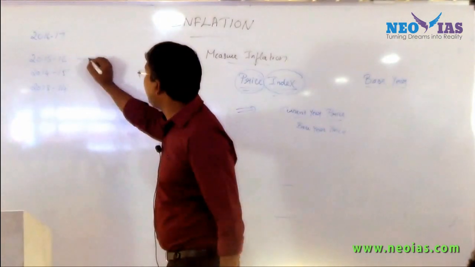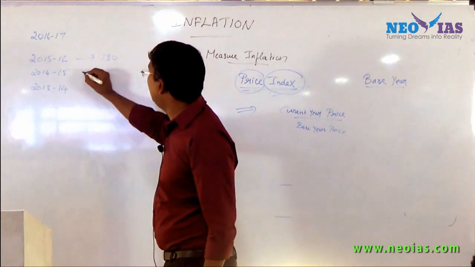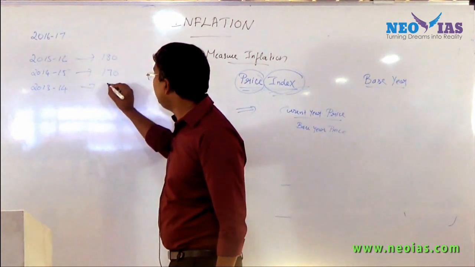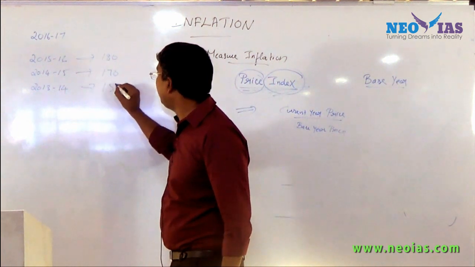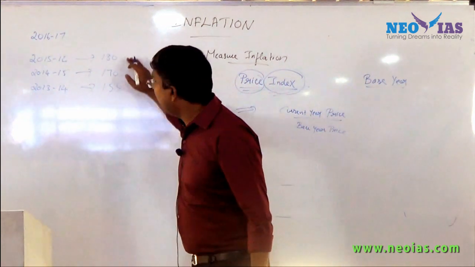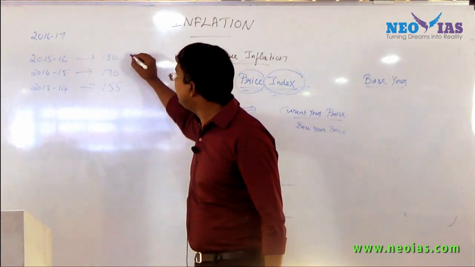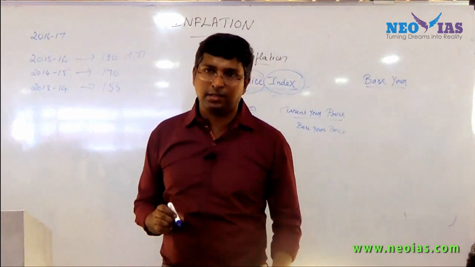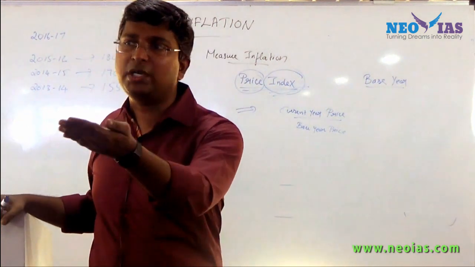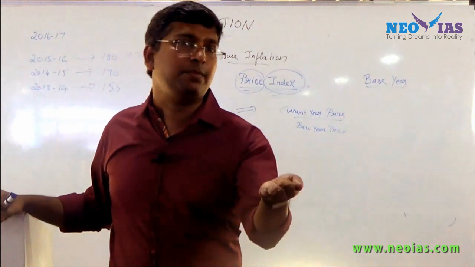Now we know that the price index here it is 180, here it is 170, here it is 155. So how have we calculated this? These are all price index. So price index is very easy to calculate. You need to know the current year price divided by the base year price, and you will get the price index.